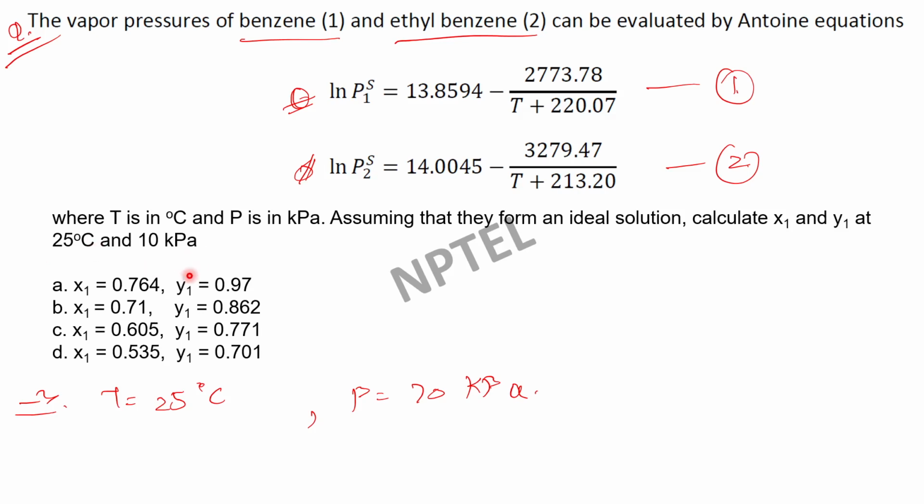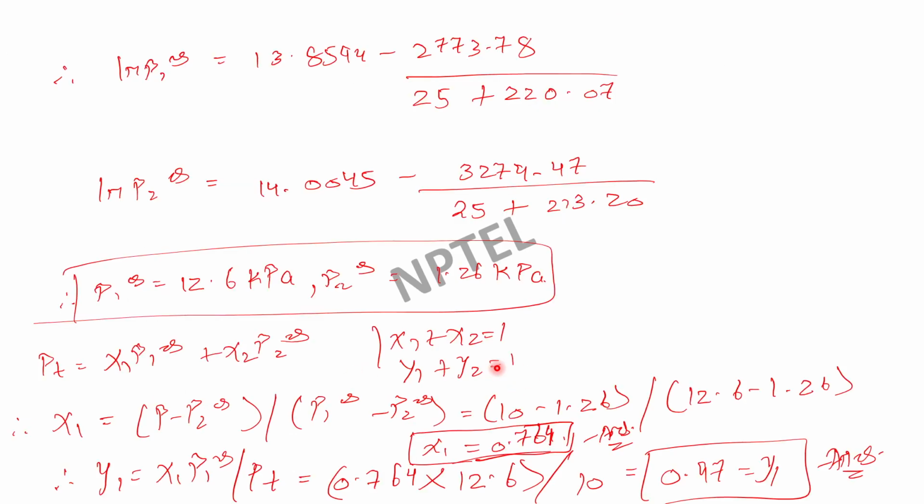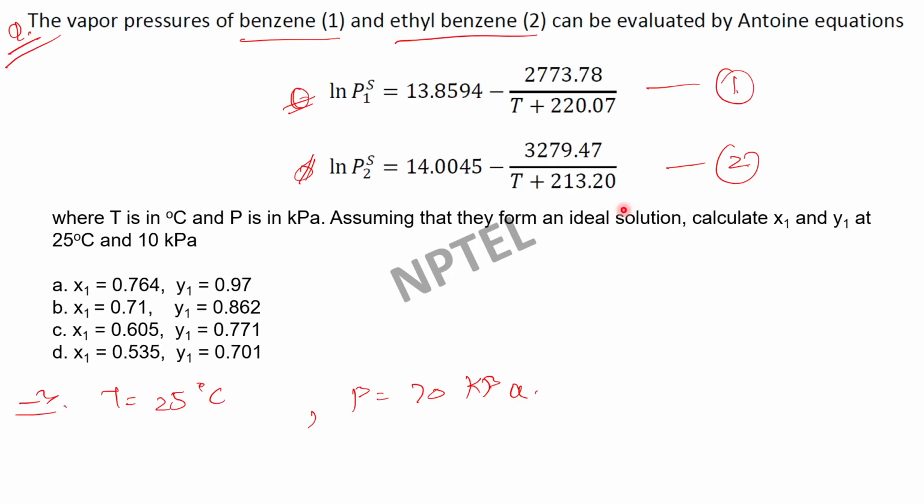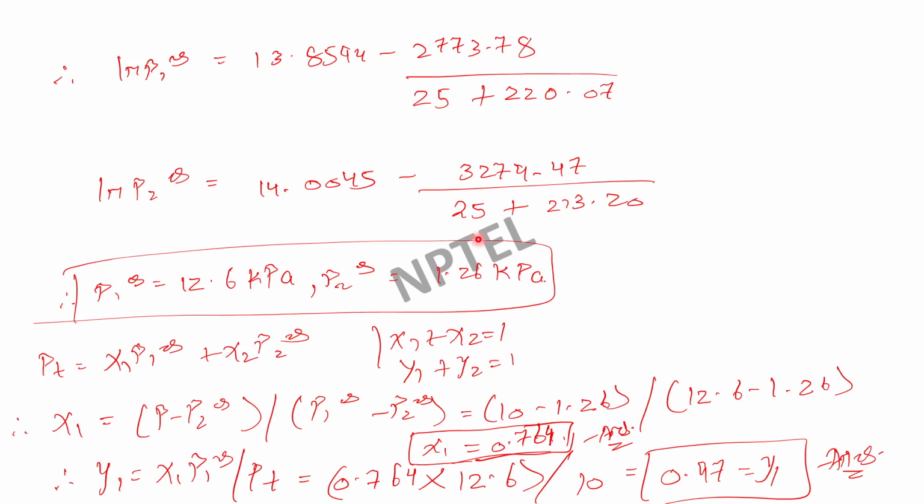So what we will do is, since temperature is 25 degrees Celsius and pressure is 10 kilopascal, we will use this Antoine equation to find the vapor pressure of component 1 and component 2. What we have done here is we have taken that equation directly from these two equations for component 1 and component 2. Instead of temperature T, we have put in 25 degrees Celsius directly, and found the values of P1 sat and P2 sat.